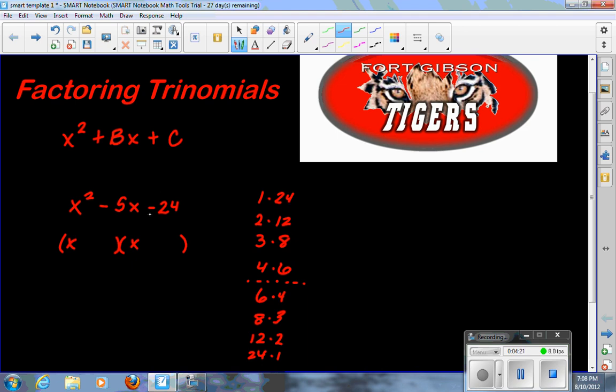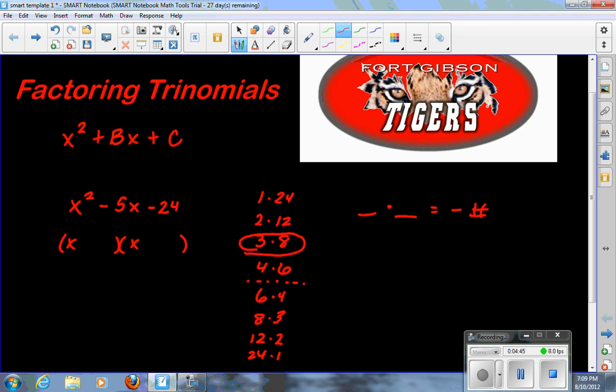That's because we're looking for something that multiplies to negative 24. And you'll remember that when two things multiply together and the answer is a negative number, that means that one of these two is a negative number. Not both of them, just one of them. So one of these guys has got to be negative on these pairs. And that's how we're going to get them to add to negative 5.